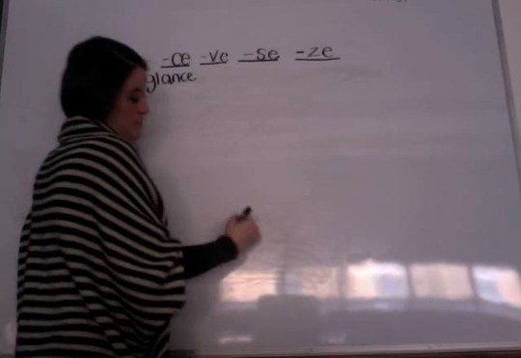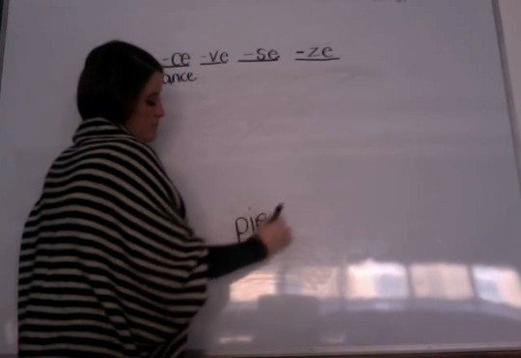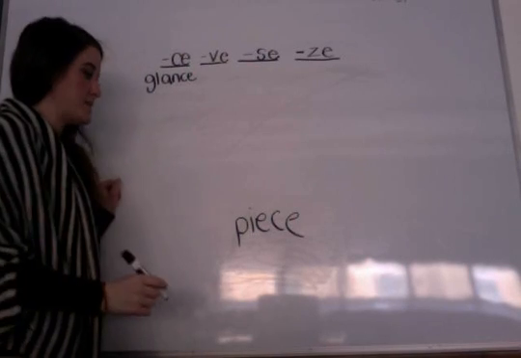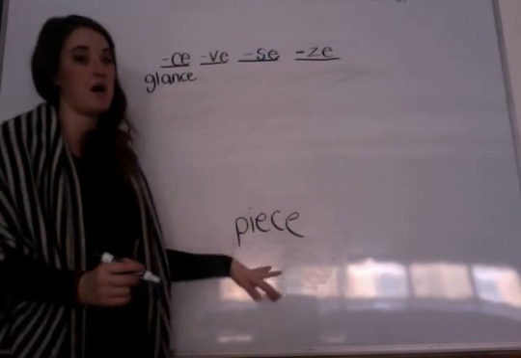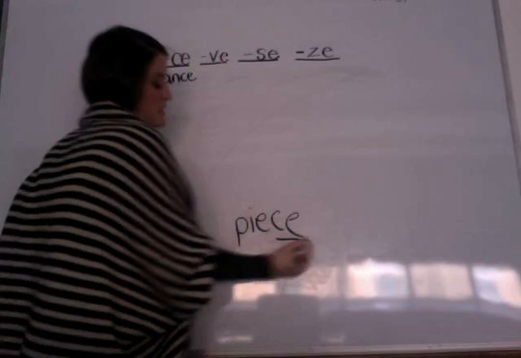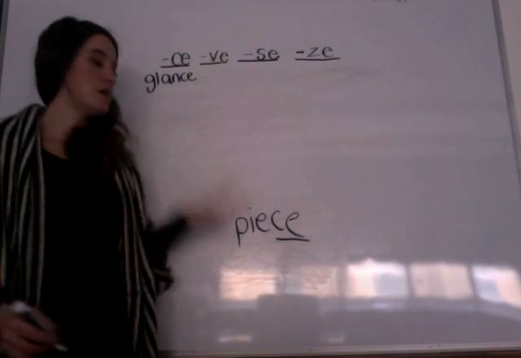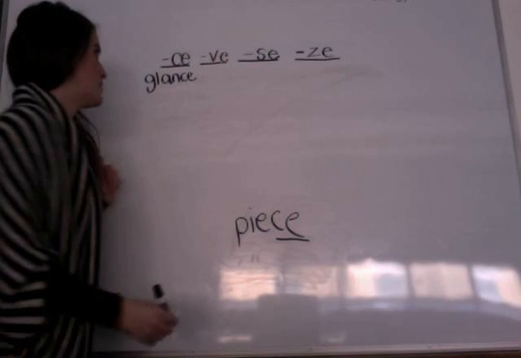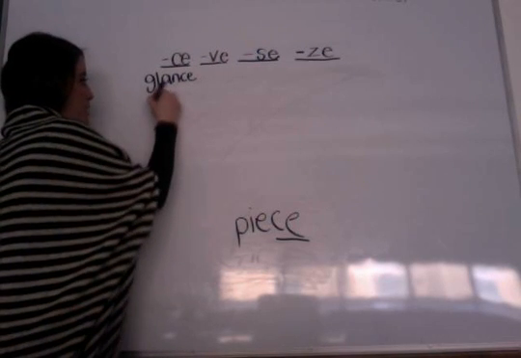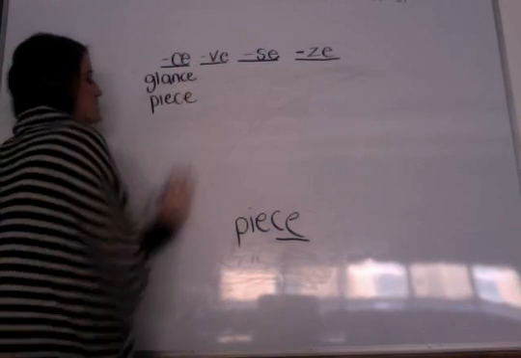Our second word is the word piece. Like I take a piece of the pie. I see the CE spelling at the end of my word. I hear the S sound. So I'm going to write piece under column 1. Say and write it with me. Piece.